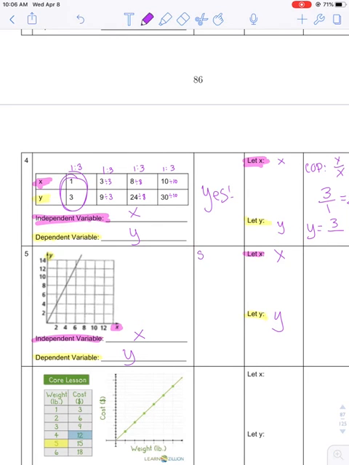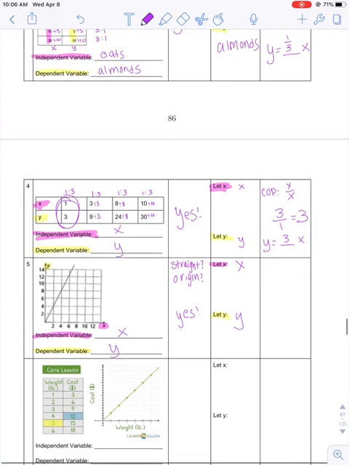Since this is a graph, we're checking 2 things. We're checking, is it a straight line? And does it start at the origin? Yes, it does. Pause the video, see if you could finish this one up, and then come back when you're ready to go over it.